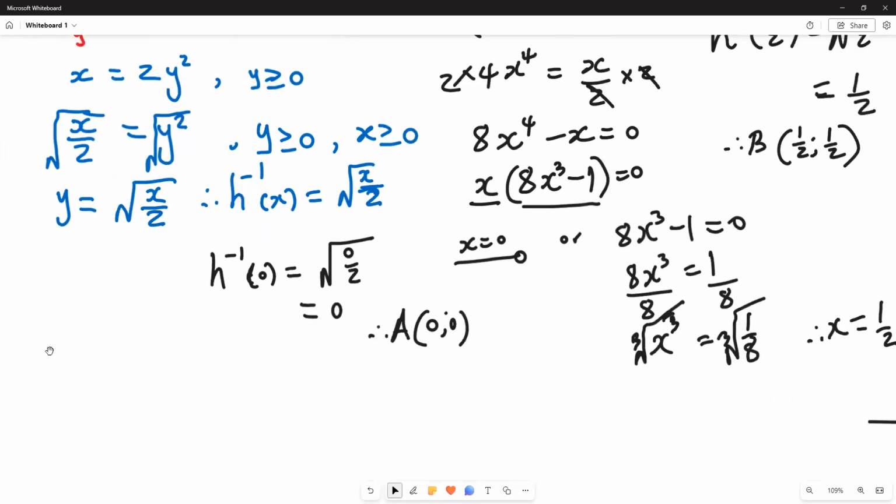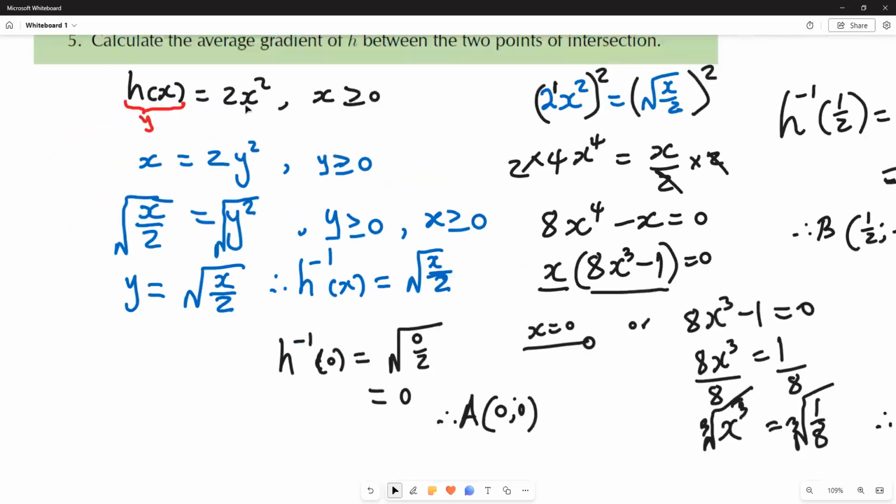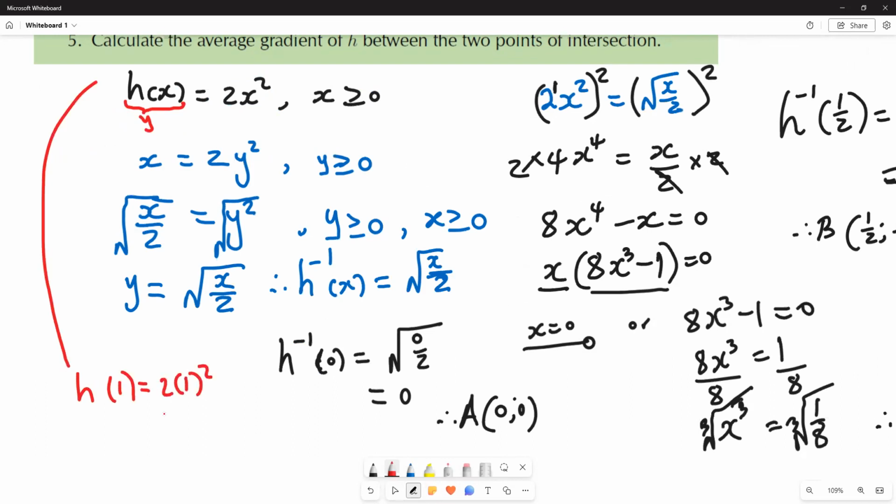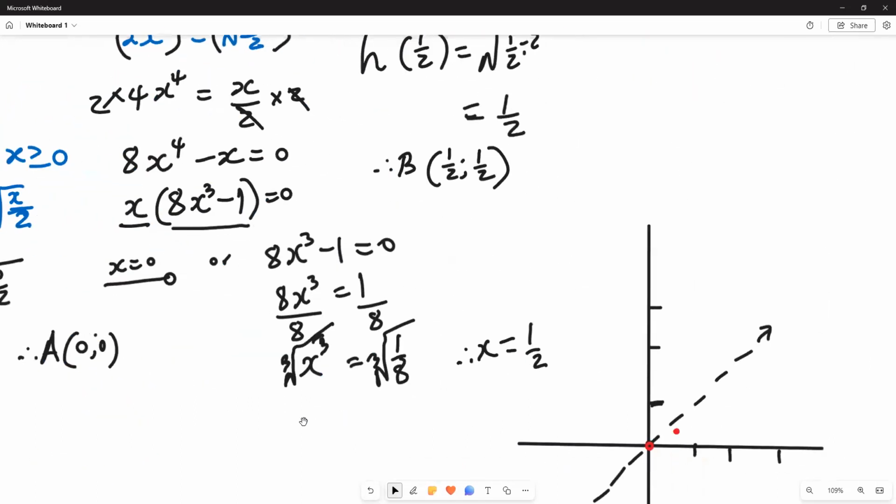Let's see what the y value is when x is 1. If I substitute 1 there, let's see how much I'm going to get. Let's say we're looking for h. Remember, I'm substituting there. h at 1 will be 2 times 1 squared, which is 2. So when x is 1, the y value is 2. So I'll call this point C, which is (1, 2). Okay, point C is (1, 2). So it's going to be there.